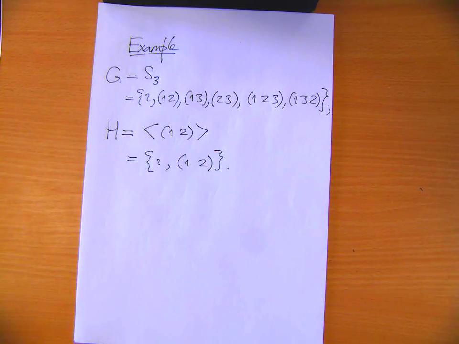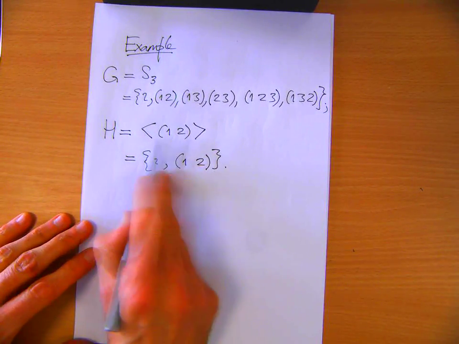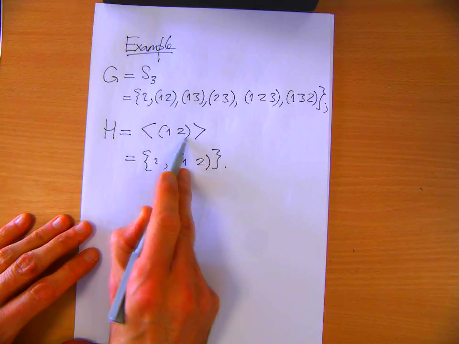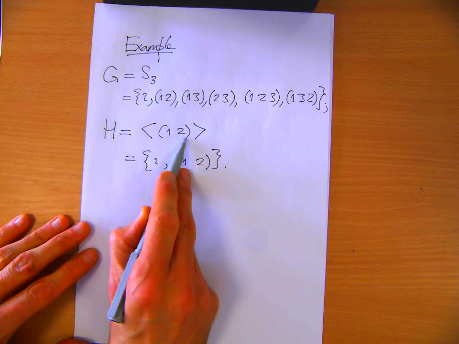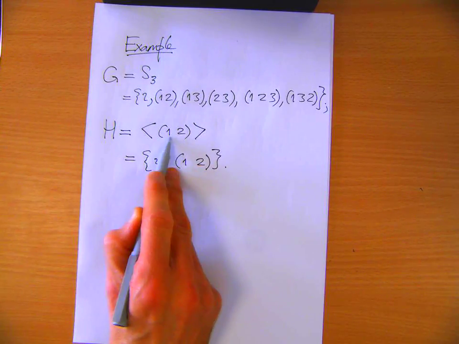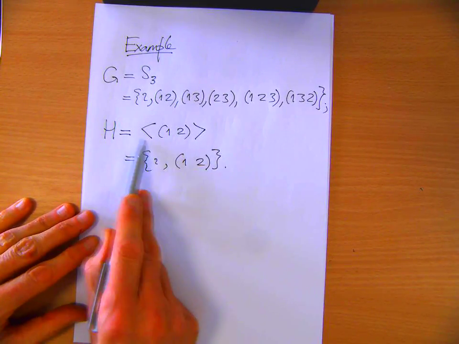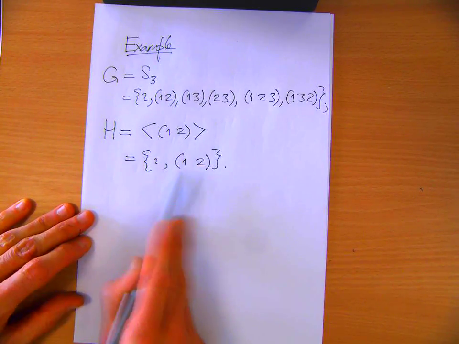And then I need a subgroup of G in order to start talking about cosets. And I'm going to take the cyclic subgroup generated by (1 2). So (1 2) is a 2-cycle, a transposition. It's got order 2, because if I square (1 2), in other words, I do (1 2) and then do it again, I get the identity element. So there are precisely 2 elements in the cyclic subgroup generated by (1 2), namely the identity and (1 2) itself.